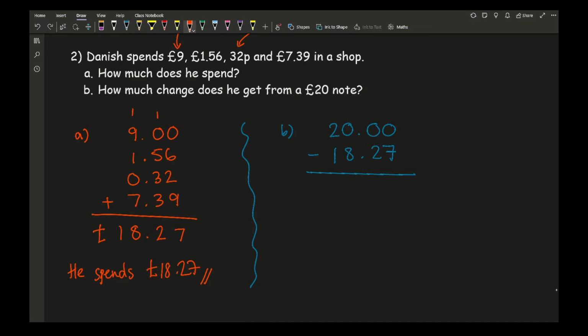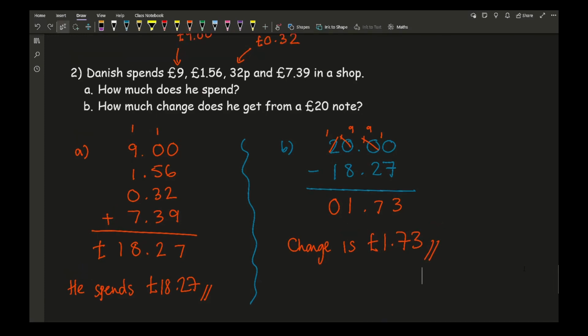So from this, I'm going to borrow 1 from the 2, so that becomes a 10, that becomes a 9, that becomes a 9, and that becomes a 10. So from this, we've got 10 take away 7, which is 3, 9 take away 2, which is 7, 9 take away 8, which is 1, and 1 take away 1, which is 0. So the change is £1 and 73 pence, and there is your final answer.